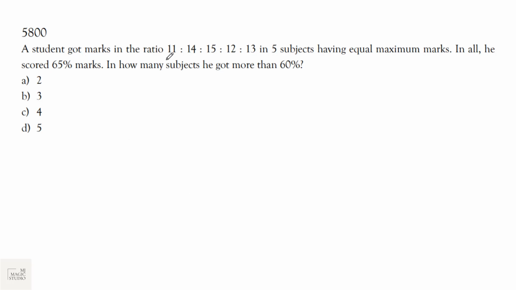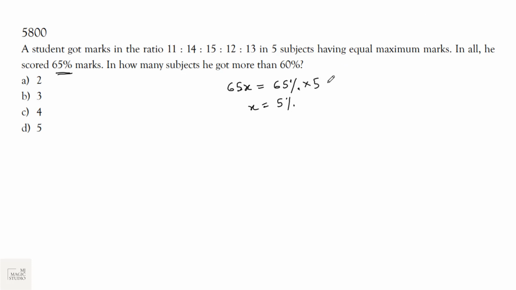A student got marks in the ratio 11:14:15:12:13 in 5 subjects having equal maximum marks. In all, he scored 65% marks. In how many subjects did he get more than 60%? So 11, 14, 15, 12, 13, that is 65 total. That means 65x equals 65% into 5, because we have 5 subjects. So x represents 5%.